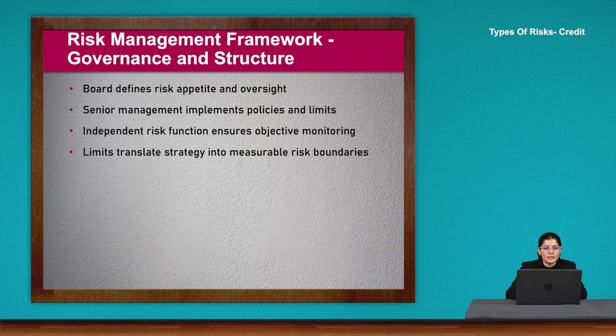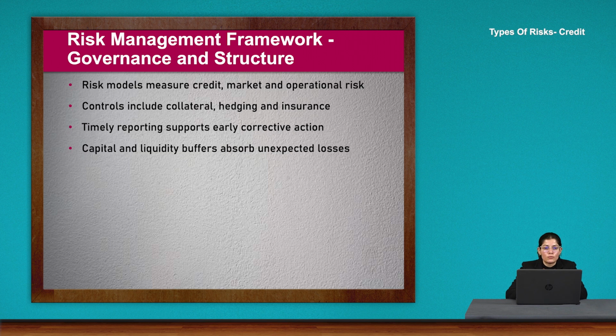Second one is risk appetite and limits. So strategy is translated into measurable limits covering concentration, capital at risk, trading exposure, and operational losses. Third one is independent risk functions. So a separate risk unit monitors and reports the exposure independently of business units. Fourth one is risk identification and measurement tools. That is credit models, expected loss estimates and VAR. Then we have stress testing and key risk indicators subject to validation and review. Let's move to another slide.